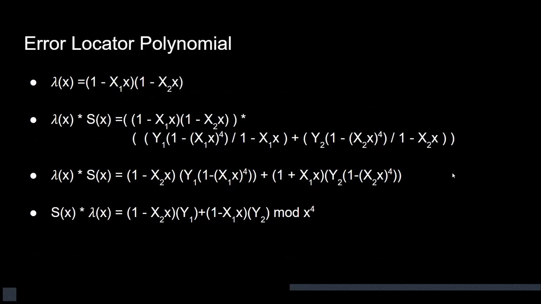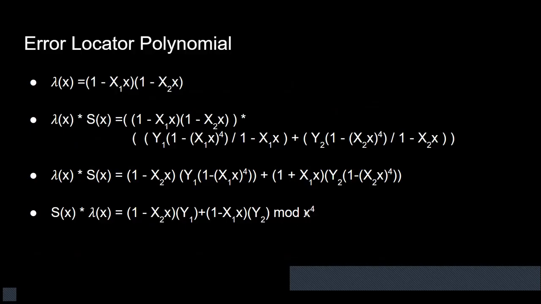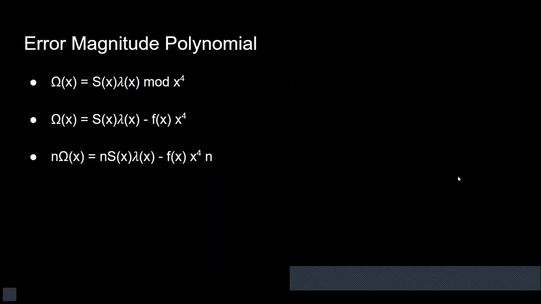After this, we need to calculate the error locator polynomial, for which we will be using the definition for now, which is just the two roots, the two roots being the x values where the error occurred. We multiply this locator polynomial by the syndrome polynomial to achieve the error magnitude polynomial, but we also work modulo x to the fourth here to clean up some of the numbers.